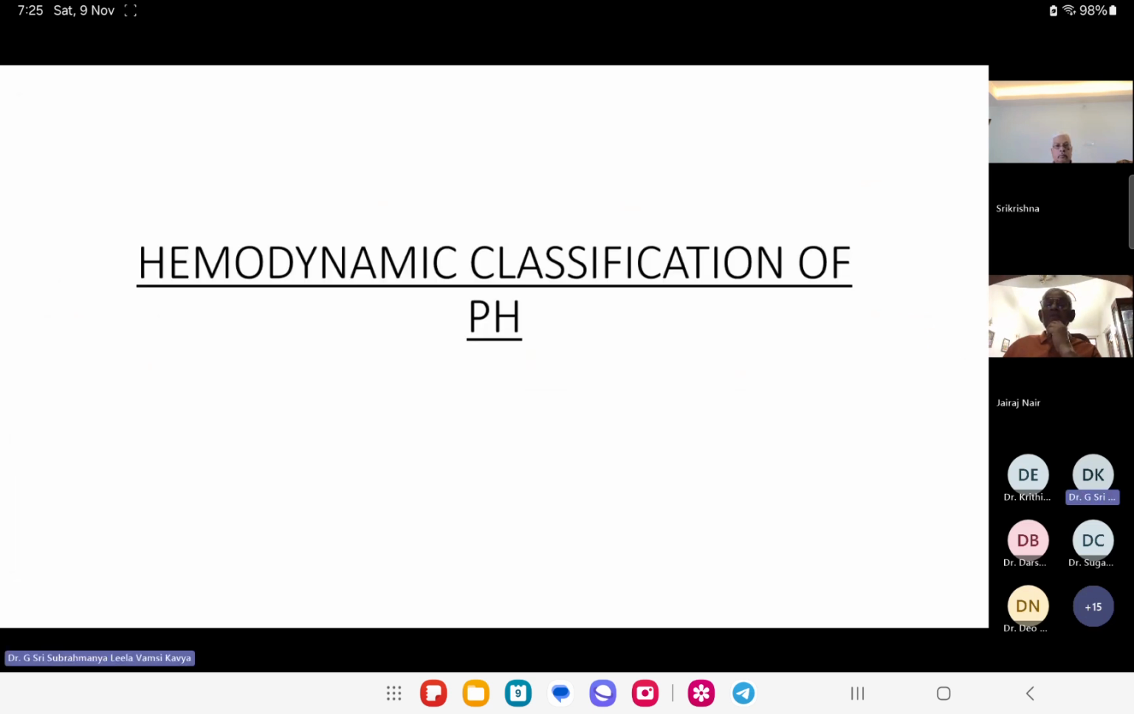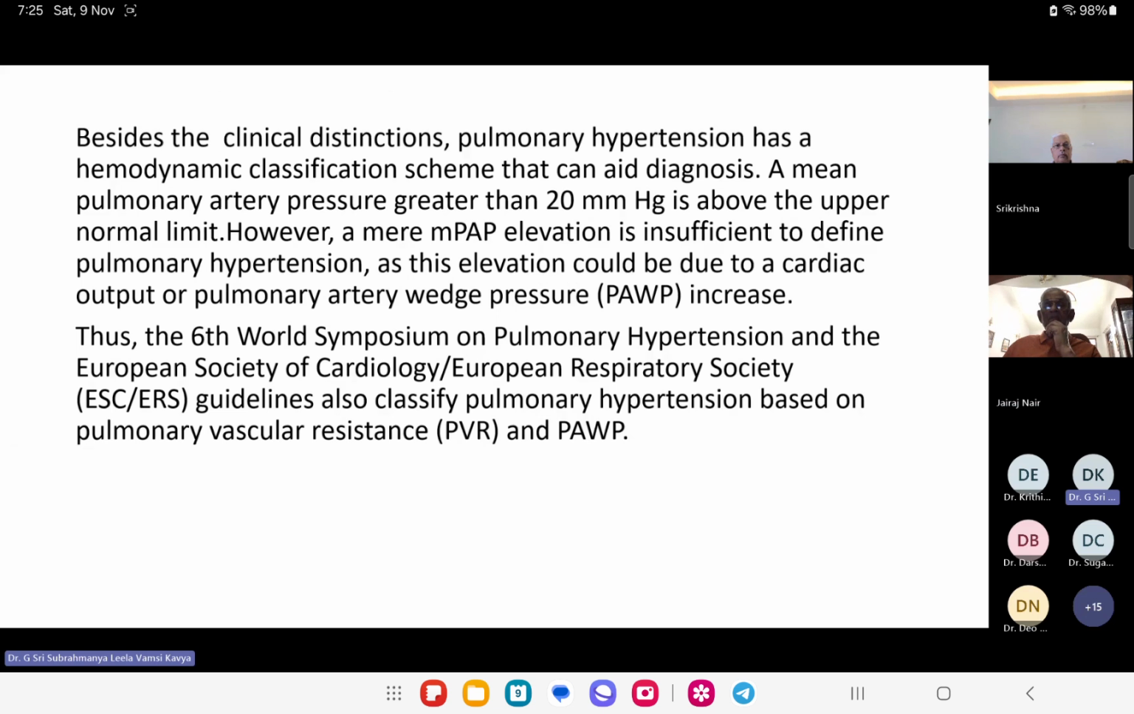Hemodynamic classification. Besides the clinical distinctions, pulmonary hypertension has a hemodynamic classification scheme that can aid the diagnosis. A mean pulmonary artery pressure greater than 20 mmHg is above the upper normal limit. However, a mere mean pulmonary artery pressure elevation is insufficient to define pulmonary hypertension, as this elevation could be due to a cardiac output or pulmonary artery wedge pressure increase. The 6th World Symposium on Pulmonary Hypertension and the European Society of Cardiology guidelines also classify pulmonary hypertension based on the pulmonary vascular resistance and pulmonary artery wedge pressures.